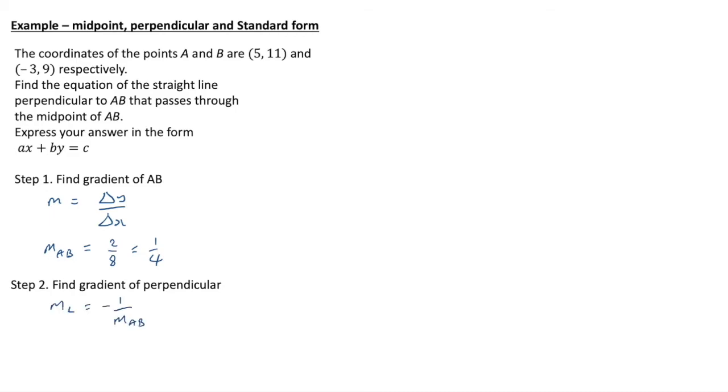Now we know that the gradient of our line, so that's m_l, is going to be minus 1 over the gradient of the line that we need it to be perpendicular to, which is m_AB. We can pop our 1/4 in there, so that's minus 1 divided by 1/4, times top and bottom by 4, and that gives us minus 4. So the gradient of our perpendicular must be minus 4.